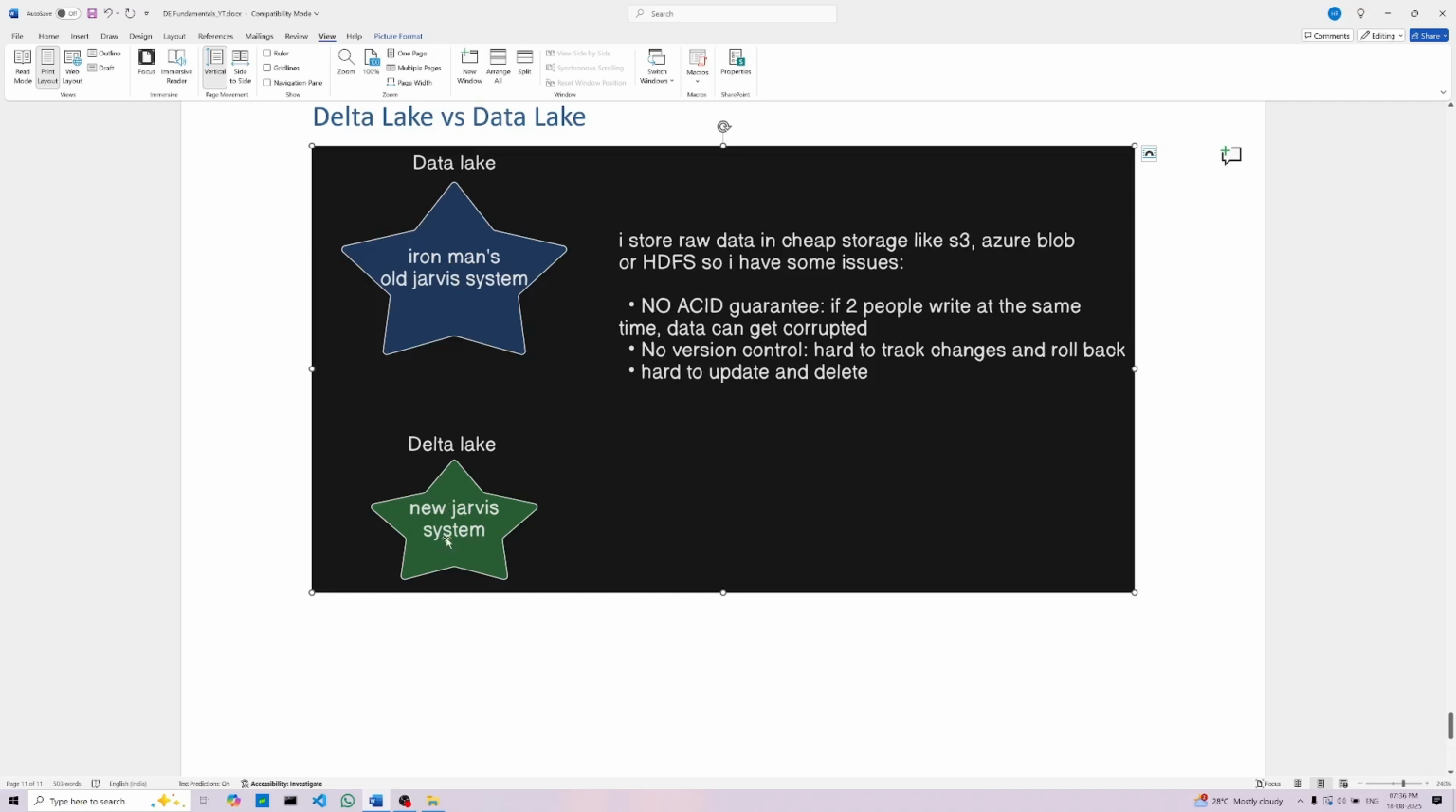The new Jarvis system is solving all these three issues. So in this case, the old Jarvis system is Data Lake, and the new Jarvis system is Delta Lake. So you can remember it like this.